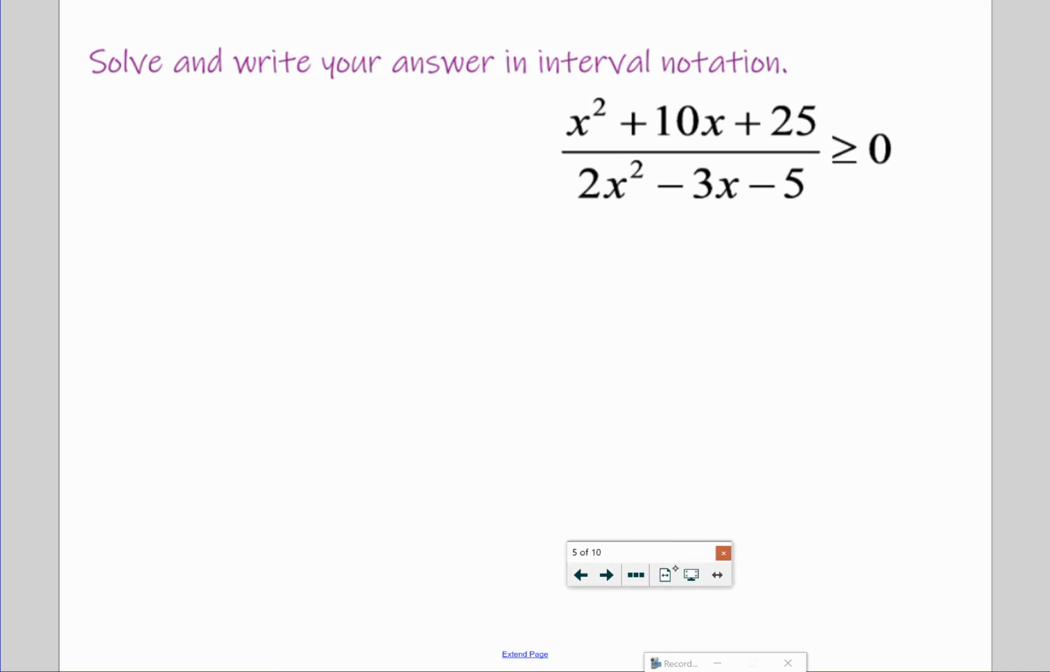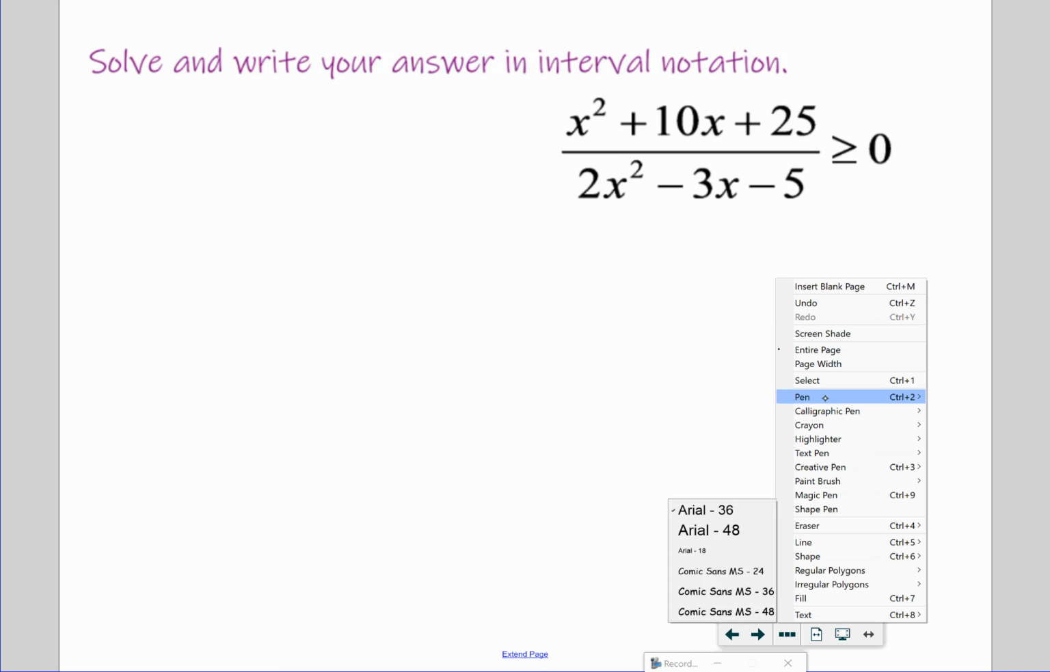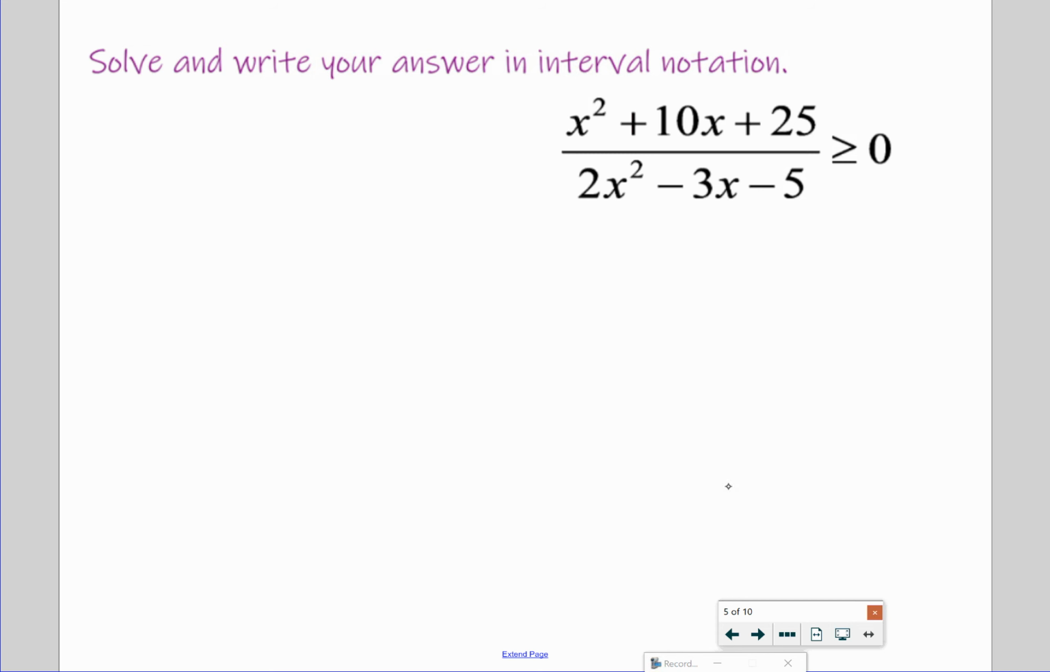The next problem is also an inequality problem. This time we've got our rational inequalities, very similar. We're going to start by making sure it's compared to zero, which it is. Then we're going to factor the numerator and denominator. The numerator will factor to x plus 5, x plus 5, two numbers that multiply to 25 and add to 10. Denominator is a little trickier because you have a number in front of the x squared here.